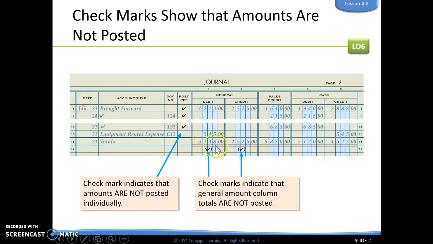Also, if we think of it this way, if we look at this total, the account is not a general. We don't have a general account, so there's nowhere to post these totals to. Okay, now we put that check mark there to remind us that it's not that we forgot, it's just that we don't have a place to post them, so we're going to have those check marks.